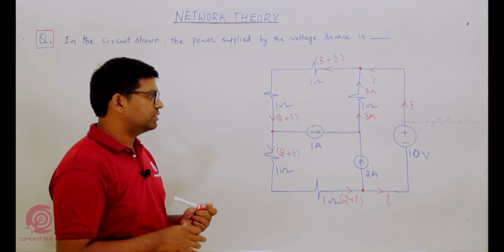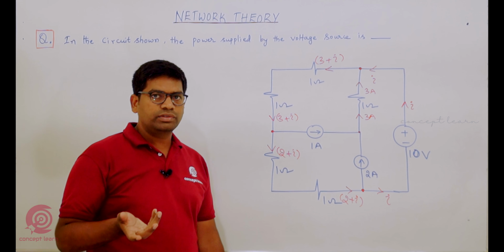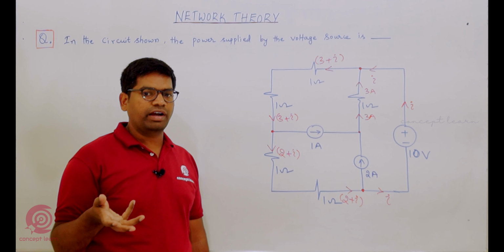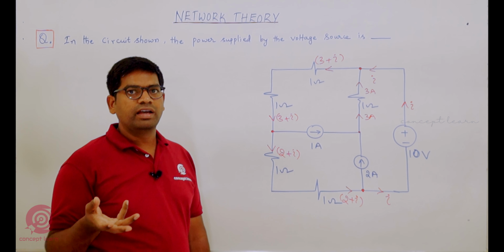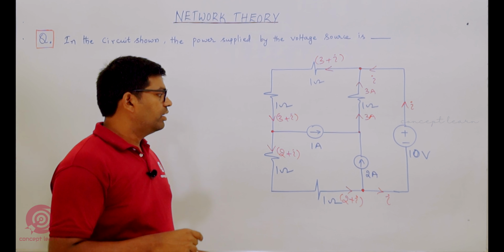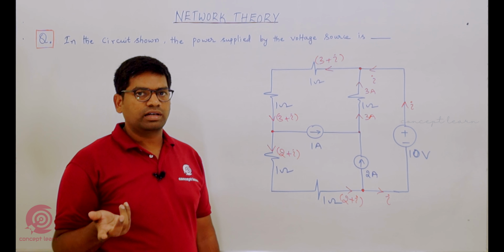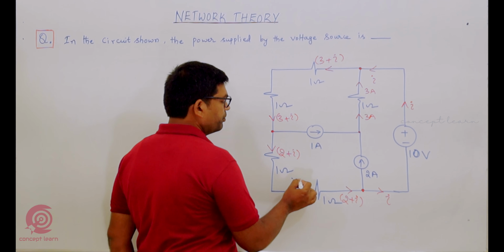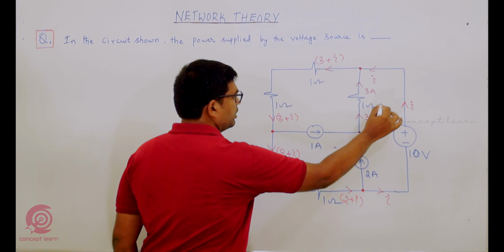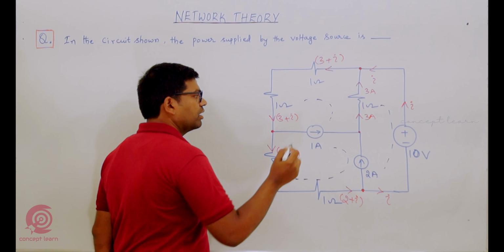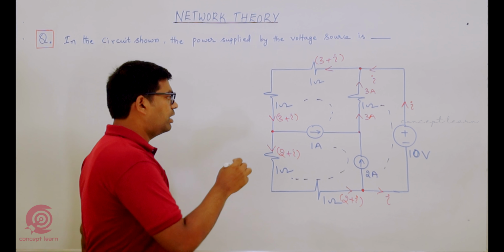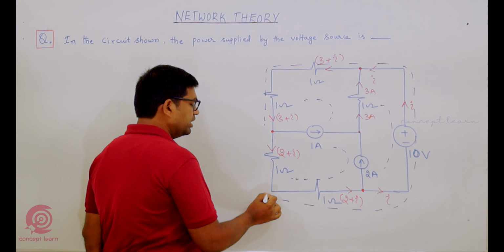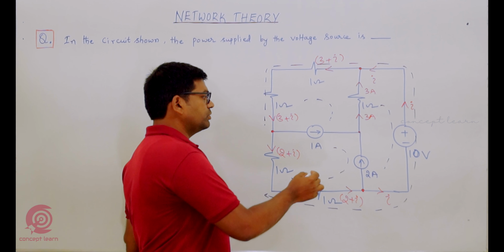Okay, how to find that? If you want to know a current value, generally we apply KVL. If you are finding a voltage, generally we follow KCL by using the nodal method. Now we need to find a current, so we generally use Kirchhoff's voltage law. If you identify the loops, we have 3 loops here. And even if you count the outer loop, another one is also present. So there are a total of 4 loops.